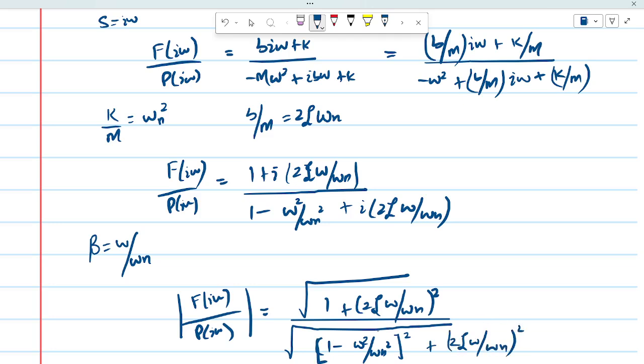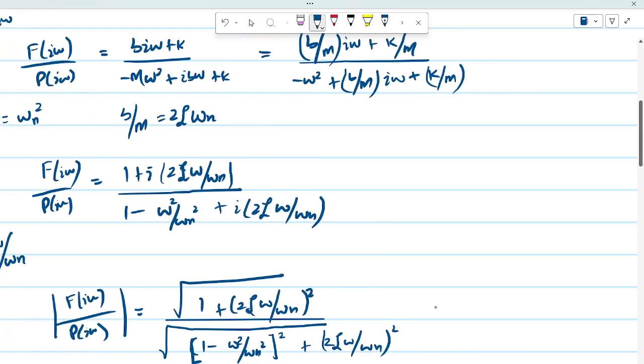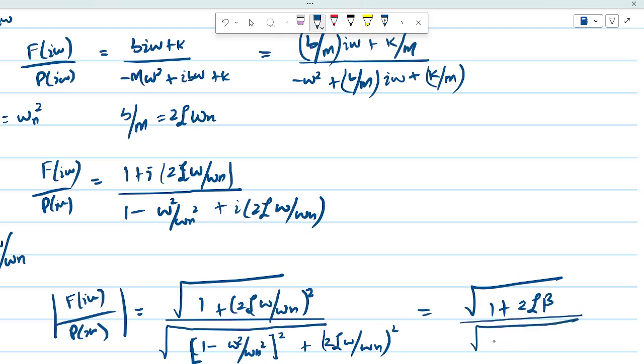So you can replace ω over ωn by β. So it can be rewritten as under root 1 plus (2 damping ratio into β) square divided by under root of (1 minus β square) whole square plus (2 into damping ratio into β) square. So this is the transmitted force divided by the excitation force. That's the final form for this one. I think we missed something. That's square term, not the linear term.